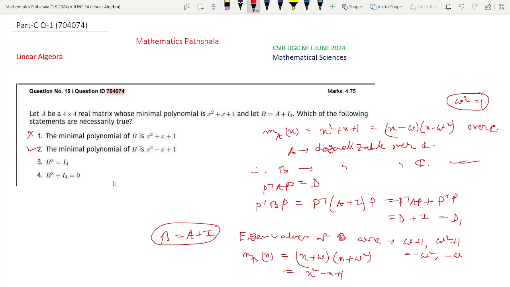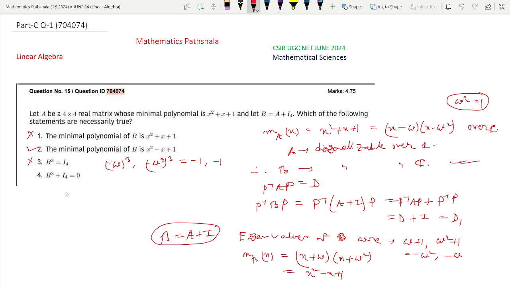Now look at option 3. The eigenvalues of B cube. The eigenvalues of B are minus omega square and minus omega. So eigenvalues of B cube are minus omega whole cube and minus omega square whole cube. That is minus omega cube, that is minus 1, and minus omega to the power 6, that is also minus 1. So the two eigenvalues of B cube are minus 1, minus 1. So B cube cannot be I4, as all the eigenvalues of I4 are 1. So option 3 is not the correct option.